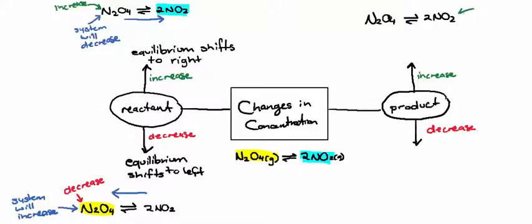So if we increase the concentration of a product, the system will respond by wanting to decrease that concentration. So in order to decrease the concentration of the product, it will be converted back into the reactant. So that's going to favour the reverse reaction. So it will push equilibrium to the left.